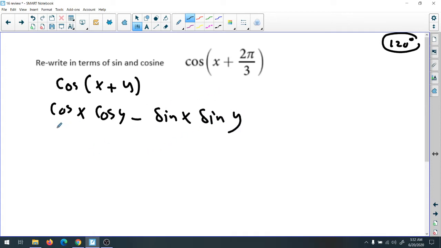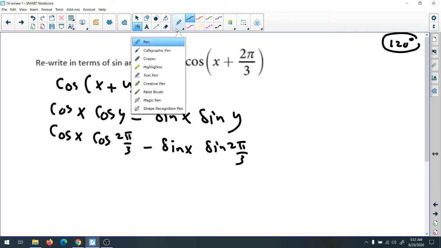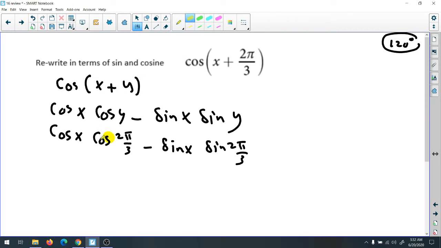We do the same here. Apply cosine x, but this time y is 2 pi over 3, minus sine x sine 2 pi over 3. And we need to calculate cosine 2 pi over 3 and sine 2 pi over 3.